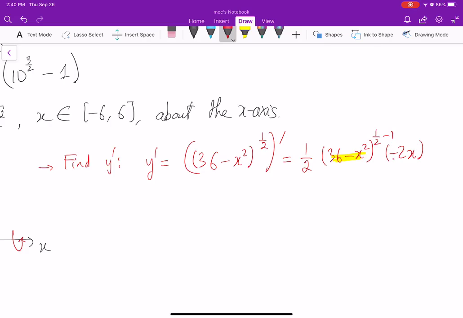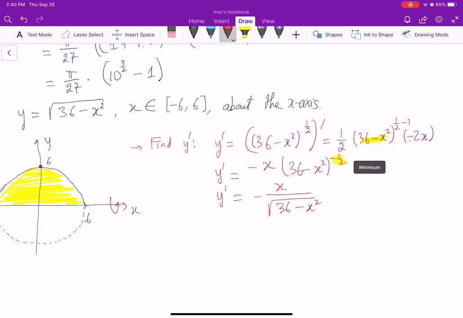Let's simplify the 2 and 2 in here. So I get -x times 36 minus x squared to the -1/2 in here. But since we have -1/2, we can flip that. We can rewrite it as -x over the square root of 36 minus x squared. So this is our derivative.